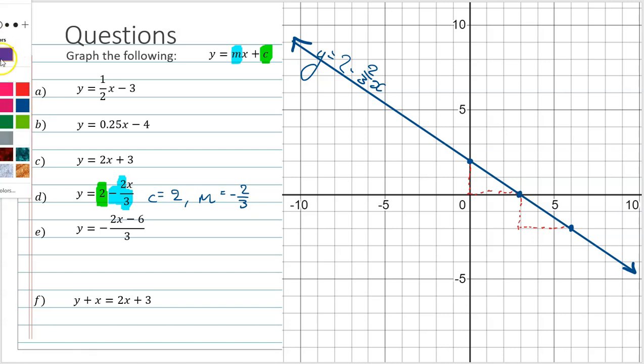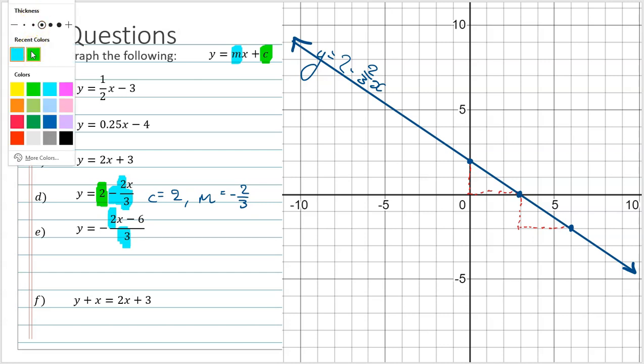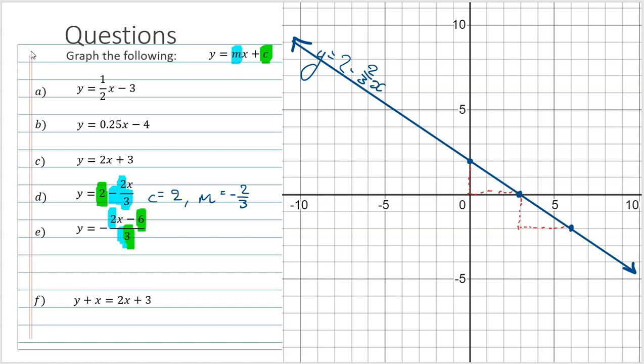Now, next line. Firstly, identifying our m, we've got 2 over 3, and then identifying our c, so it's 6 over 3 as well. So this is a bit messy, so what I'm going to do is change it a little bit. I'm going to get rid of this. I'm going to split up the numerators with a denominator.